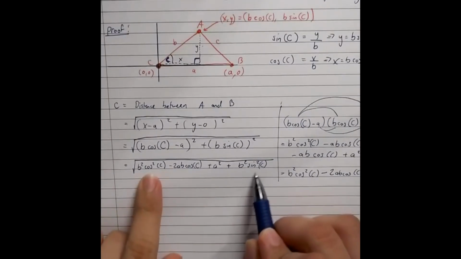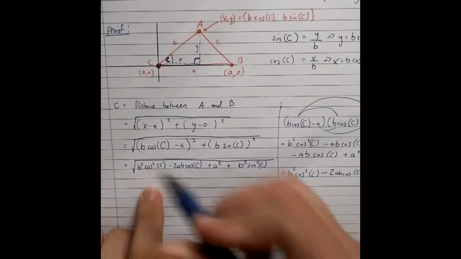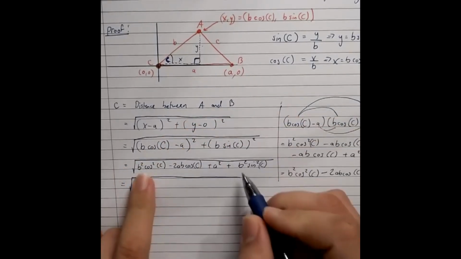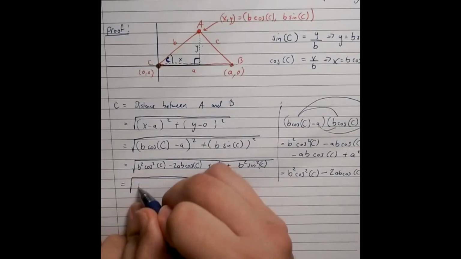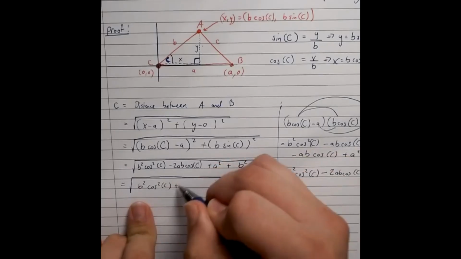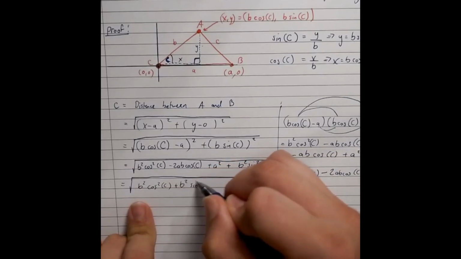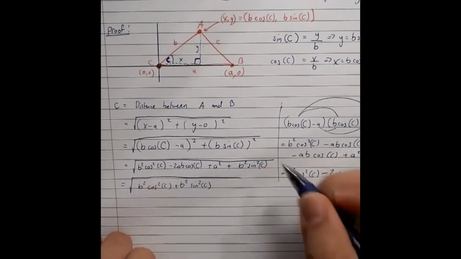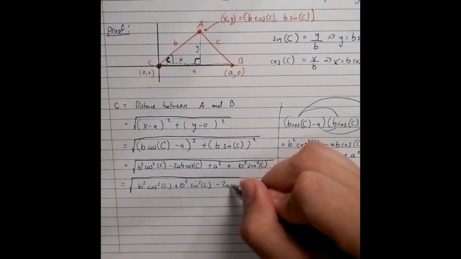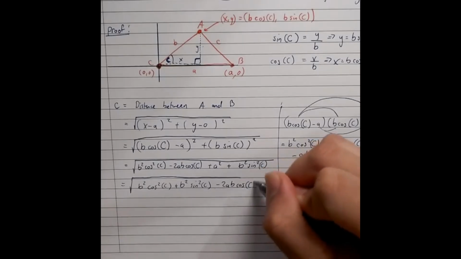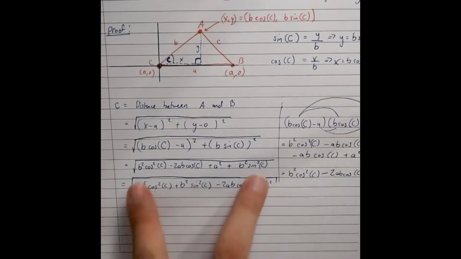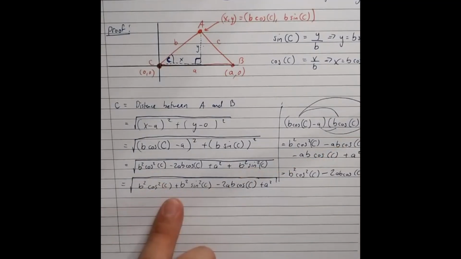Notice now that these two are very similar to each other. So let me rewrite this as the square root of b squared cosine squared of c, and then plus b squared sine squared of c, and let me bunch those together since they're like each other. Here I'm going to have my minus 2ab cosine of c, and then I'm going to have my plus a squared at the very end.